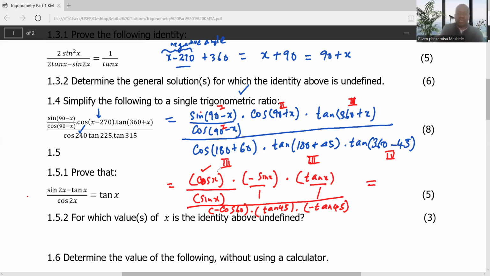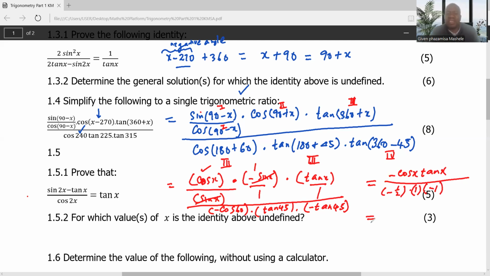So working this out, if we do not change cos over sine into 1 over tan, since there's multiplication here, this and this can divide. So what are we going to remain with? We are going to remain with cos x with minus 1 and tan x. This will become negative cos x multiplied by tan x. Divide by, what is cos 60? This one has a special angle. Cos 60 is the same as half. Tan 45 is the same as 1, so it's going to be negative 1 that side.